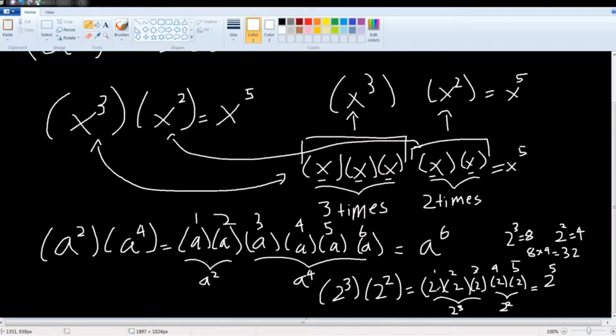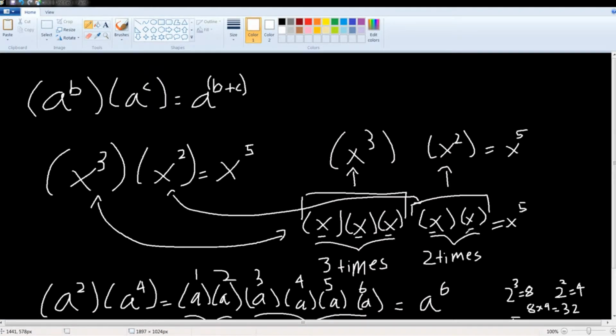So let's do this. 2 times 2 is 4. Times 2 again is 8. Times 2 again is 16. Times 2 again is 32. These are actually the same, which means the answer we got is actually correct. And that is why the property of exponents or adding exponents works.